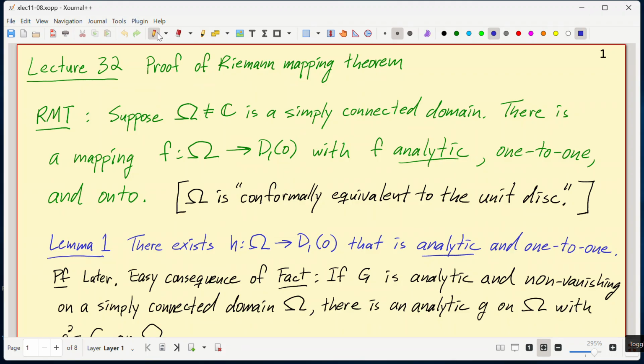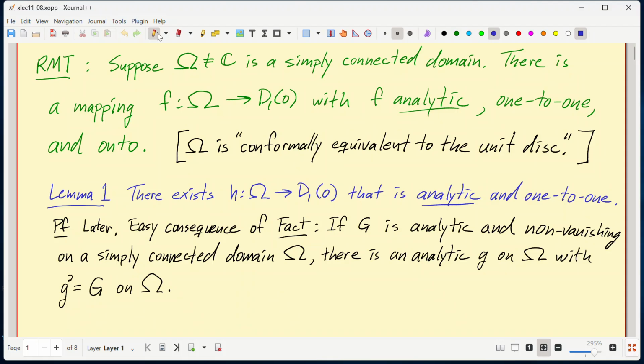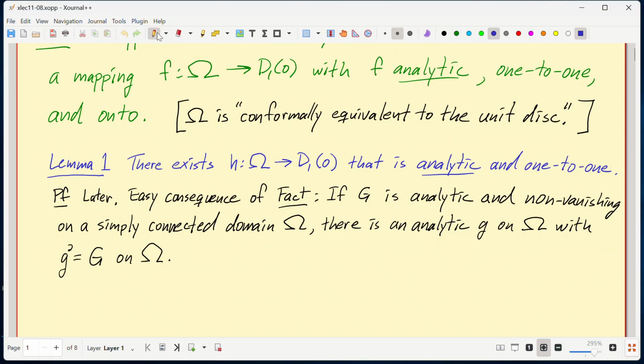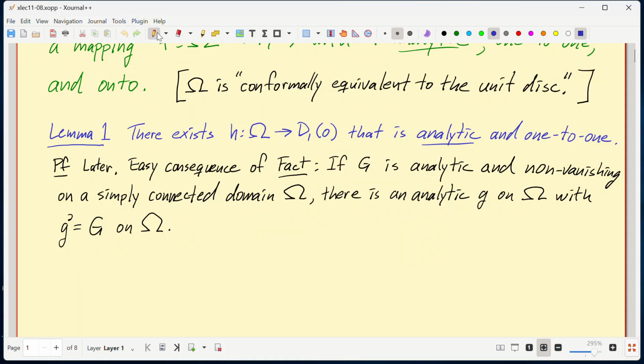And I don't want to do that before I get rolling here, so I'm going to save the proof for later. It's an easy consequence of the fact that you can cook up analytic square roots on a simply connected domain. So if G is an analytic and non-vanishing function on a simply connected domain, there's an analytic g so that g squared is equal to capital G. Okay, that's all that construction requires. So I'll save that for later, when I have enough time at the end, I hope. Okay, so that's lemma 1.